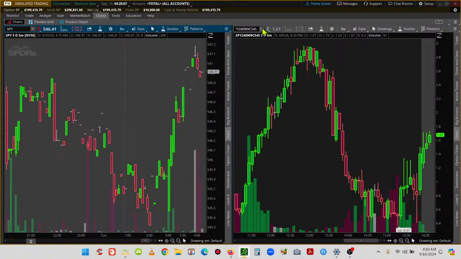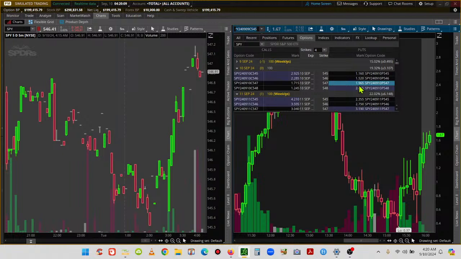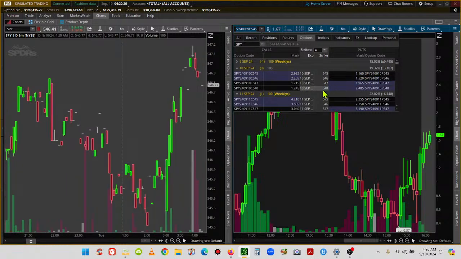Now, if we choose a stock put that is in the money, it will have to be the ones right here that are grayed out. Okay? And we have this is the strike price, 547, 548, and it's a put. Okay, so the more this goes down, the more these will go up. So let's choose this one.